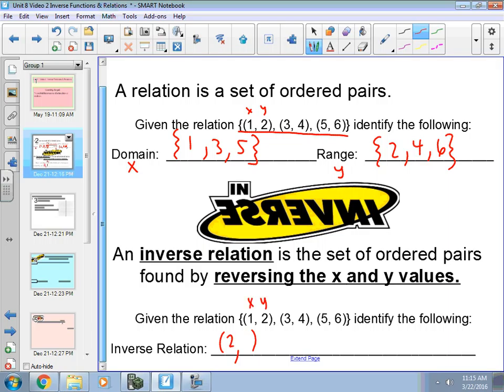So now 2 would be our x, 1 would be our y. The next point would switch as well, and same with the last one. So now all our domain and range values have switched. This would now be an inverse. So inverse is switching the domain and the range, the x and y, around.